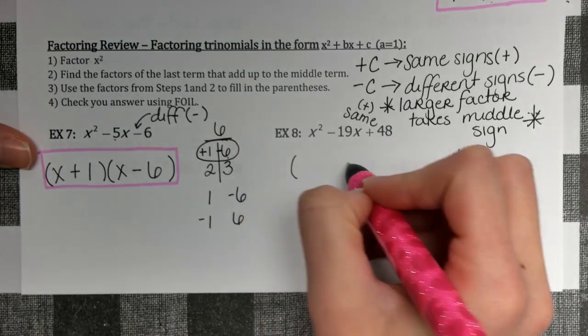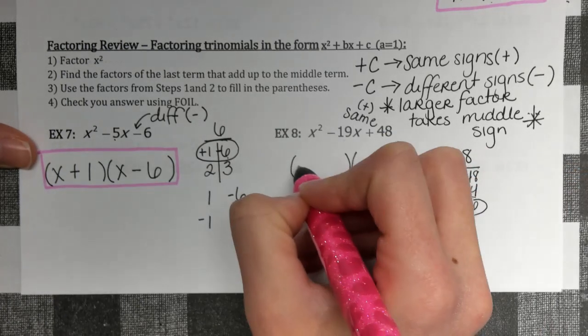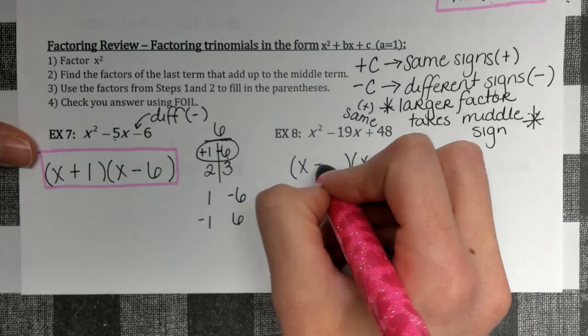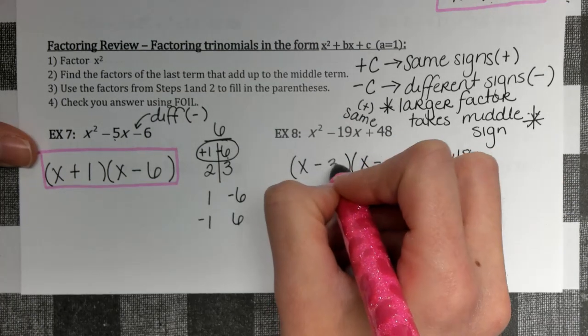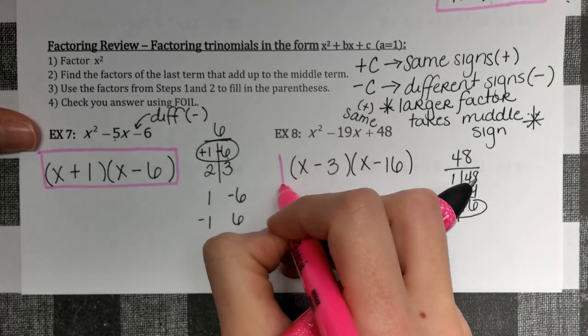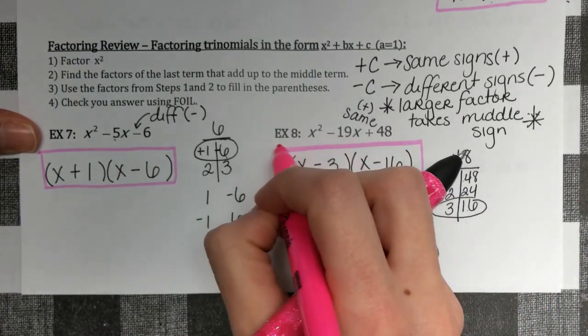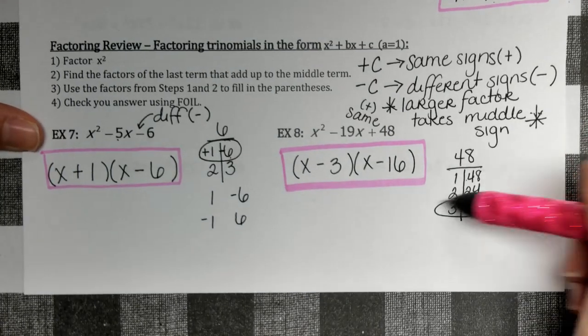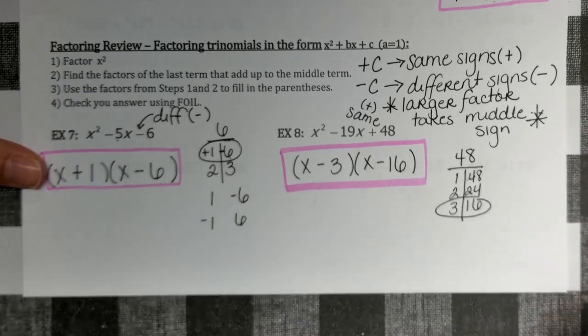Okay, so my two sets of parentheses, what are my signs going to be? They're both negative. So x minus 3, x minus 16. And you do not have to list all of your factors. You don't have to list all of your factors. If you know which two go together, then that's what you put. Okay?